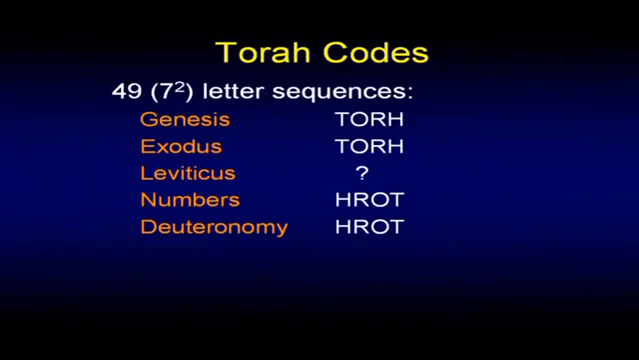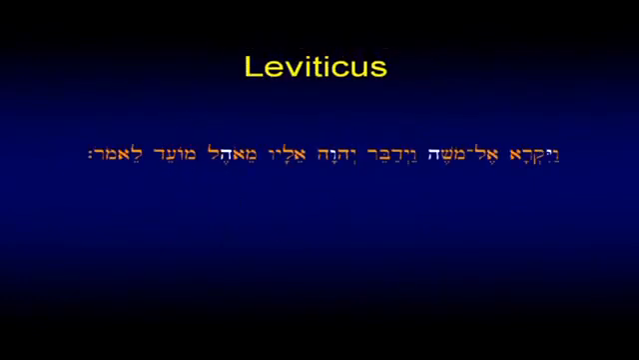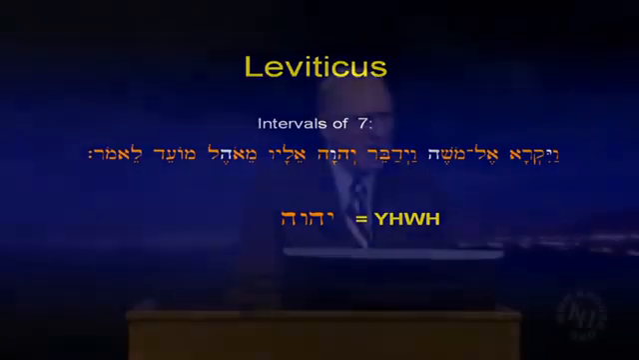You have these letter sequences. Genesis, Exodus, Torah is spelled forward. Numbers and Deuteronomy, it's spelled backwards. That's kind of weird. Did that happen by accident? Let's take another look at Leviticus, and we won't take 49, we'll take the square root of that. 49 is 7 squared, let's just take 7 itself. And we know there's a Yod, He, Vav, He, the unpronounceable name of God.